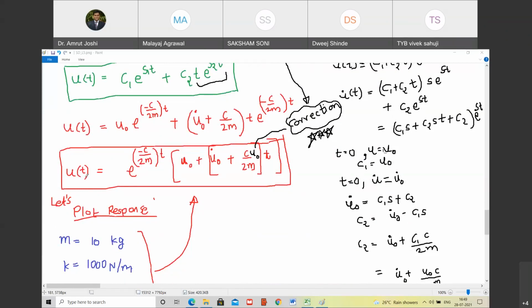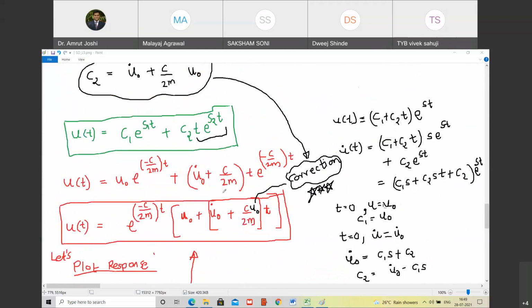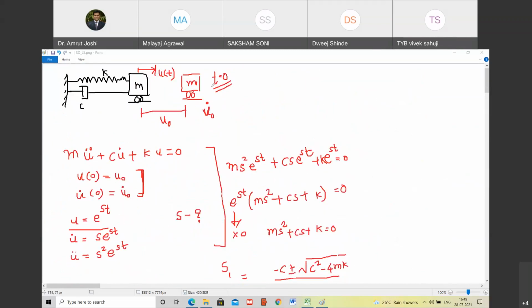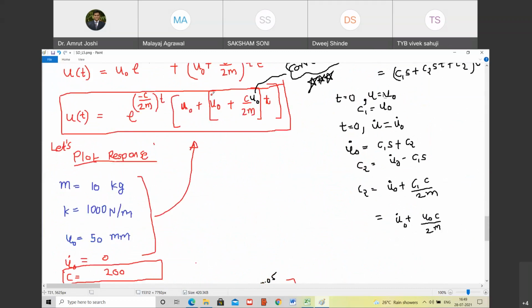So u of t, that is the position of mass with reference to time, is given as e raised to minus c upon 2m t, times u0 plus u0 dot plus c into u0 upon 2m times t. What is u0? u0 is the position of the mass at time t equal to 0 from mean position. And u0 dot is nothing but the velocity at time t equal to 0. In this particular case the velocity is 0, but u0 dot is the notation for this initial velocity.